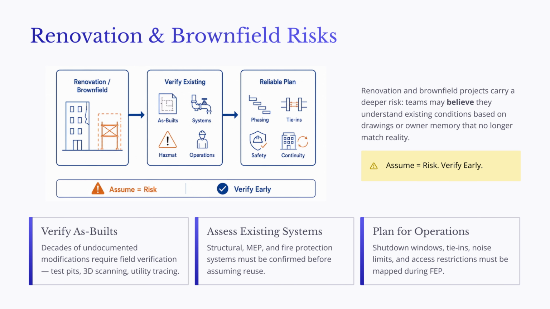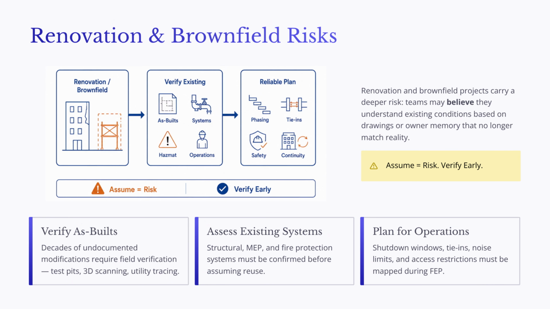Renovation and brownfield projects require an even deeper level of existing condition investigation. In these projects, the team is not simply building on an empty site. It is connecting new work to existing structures, old systems, active operations, and documentation that may be incomplete or inaccurate. One of the biggest risks is that the team may believe it understands the existing facility based on drawings, reports, or owner memory that no longer match actual conditions.